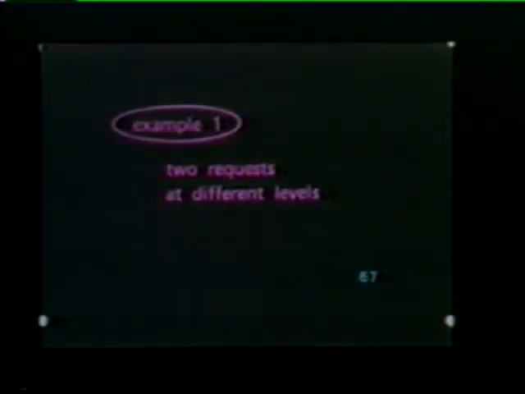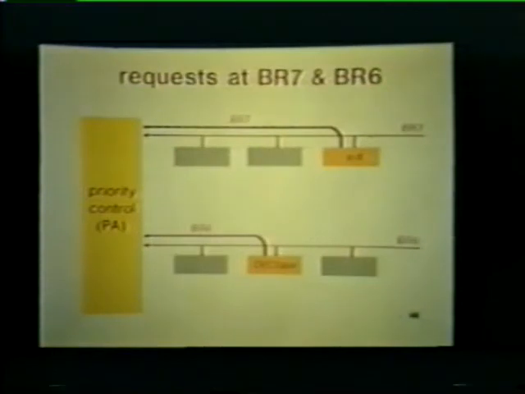In our first example, we're going to assume that 2 devices at different priority levels both request the bus at the same time. Here, we see an analog to digital converter making a bus request at the BR7 level and a deck tape making a simultaneous request at the BR6 level. Both requests enter the priority control, which must decide who gets the bus.